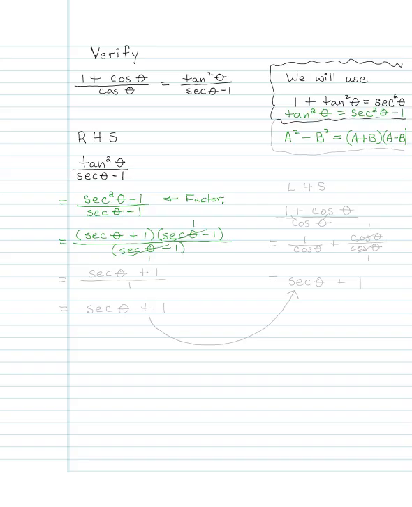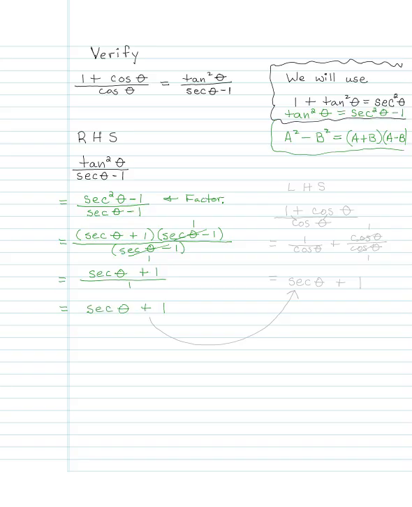And what we're left with is secant theta plus 1 over 1, which equals secant theta plus 1. Okay, now you might see the secant theta as being 1 over cosine and continue from there, and that is absolutely fine. But what I'm demonstrating in this video is how to work with both sides until they look the same. So I've worked with the right-hand side and I've simplified it, or made it look different anyway.